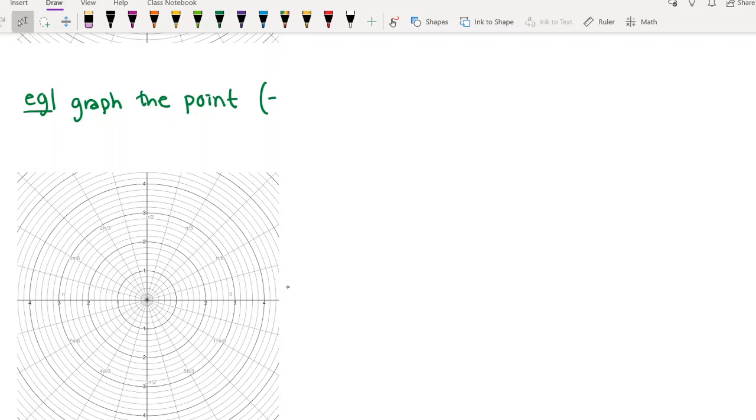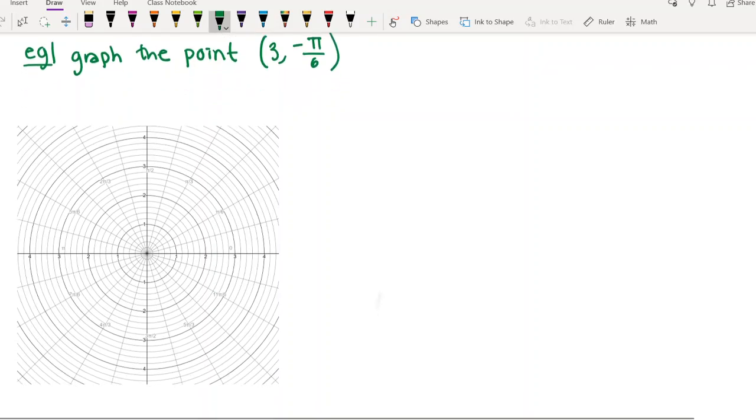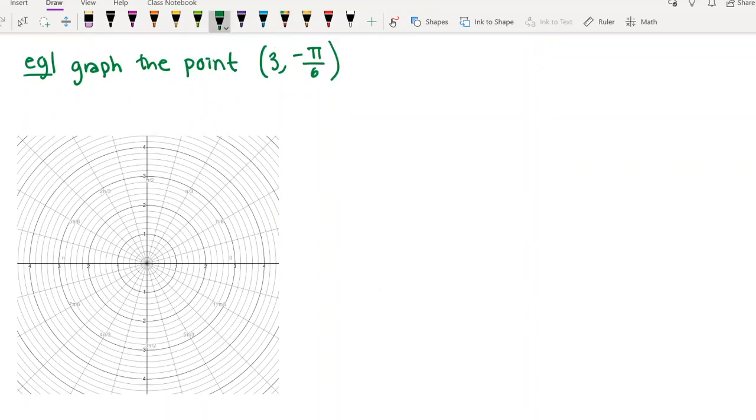-3, negative pi over 6. So I always kind of wish that these two numbers were flipped, but they're not. You always give r first and then theta, but really you want to look at theta first because that kind of tells you what direction to go.